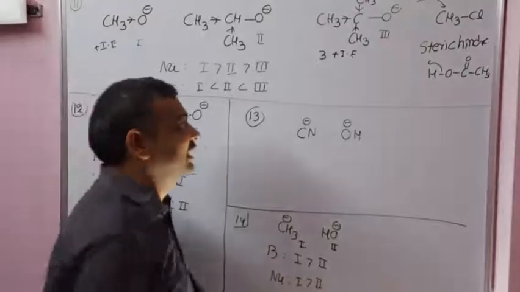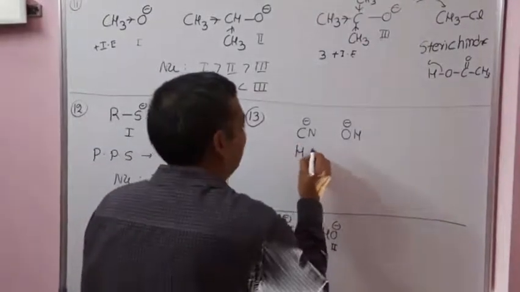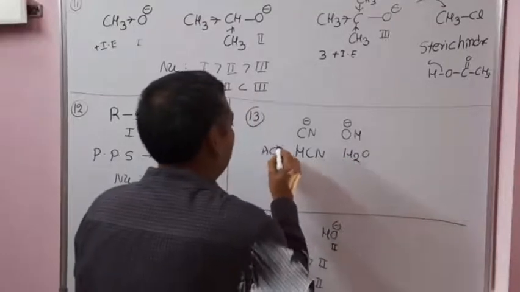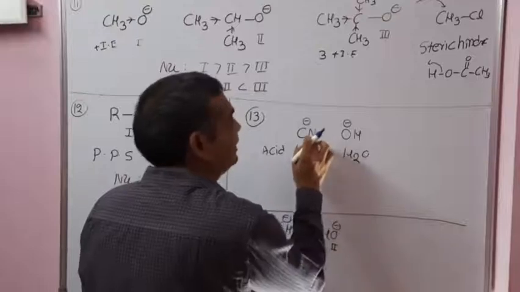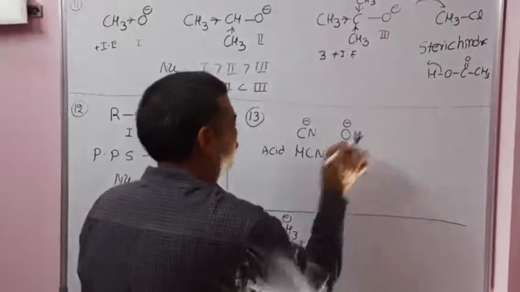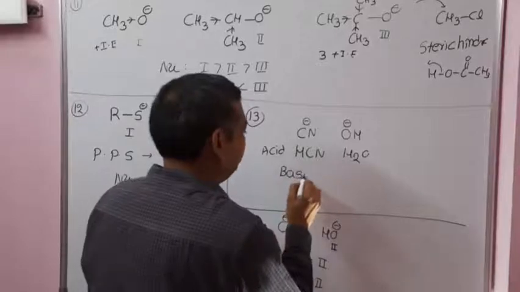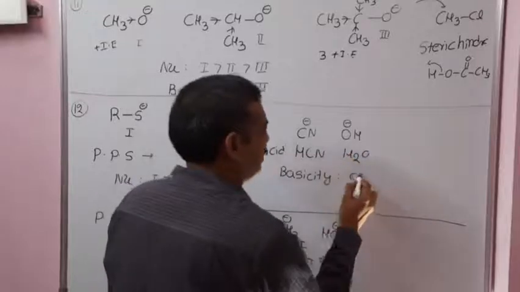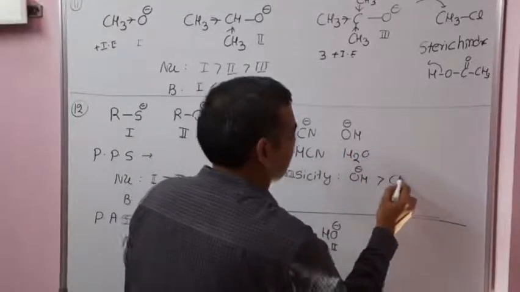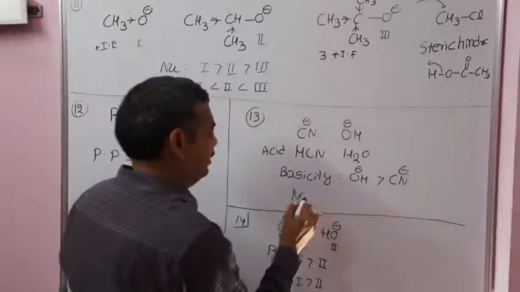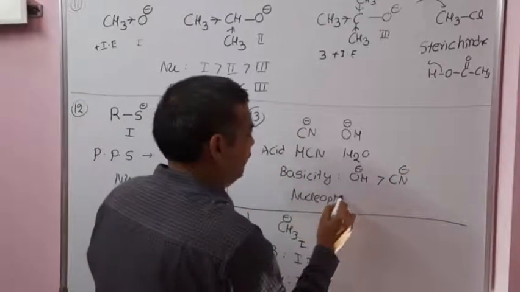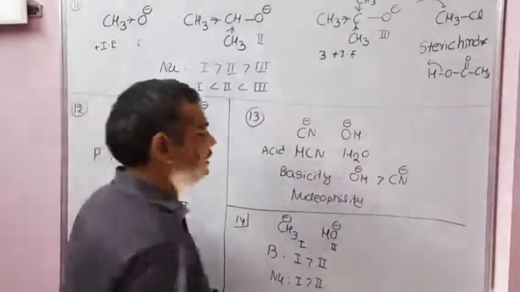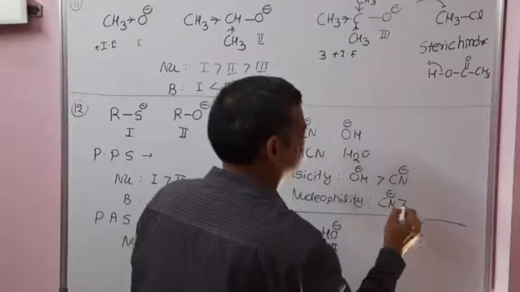But here these two are not hydrides. These are different molecules, so for that, write the corresponding conjugate acid. Since HCN is more acidic, its conjugate base is less basic. Weak acid, strong base. Coming to the basicity, OH minus is more basic than CN minus. Coming to the nucleophilicity, we have to see from left to right; nucleophilicity decreases from left to right. That means the nucleophilicity of CN minus is more than OH minus.